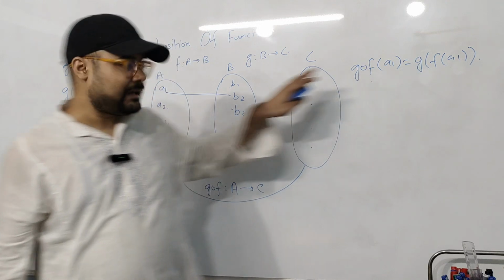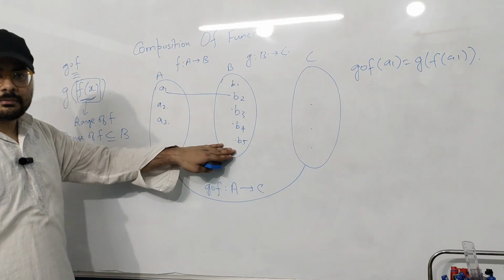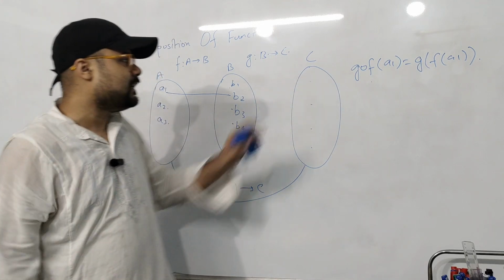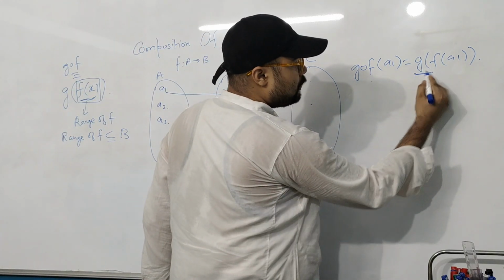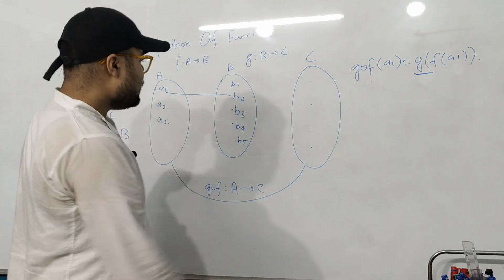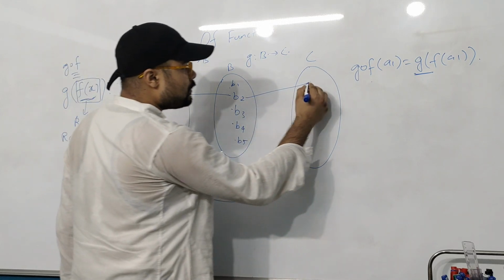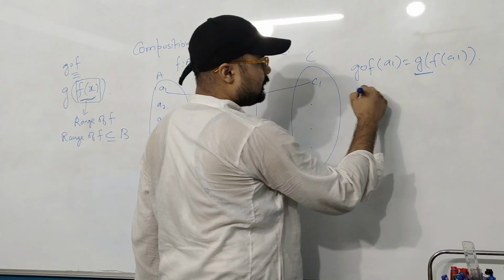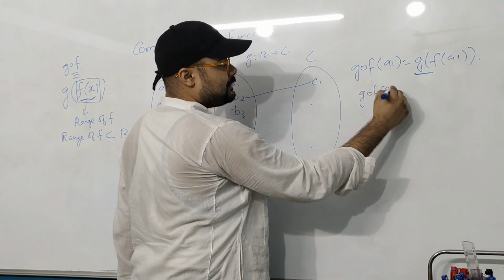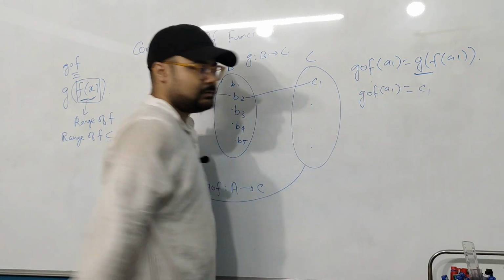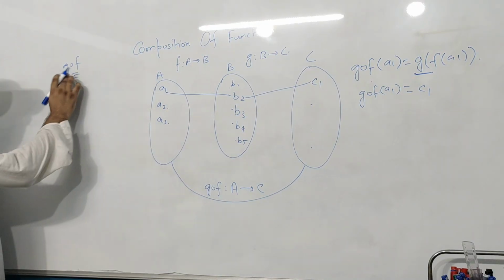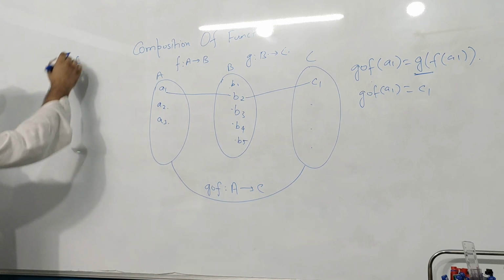Clearly, f of A1 is one of the elements of B, and any element of B will have an image in C by the rule G. So let's say B2 is mapped to C1. Then GOF of A1 is equal to C1. So simply, if you want to know the order, go in the reverse manner.